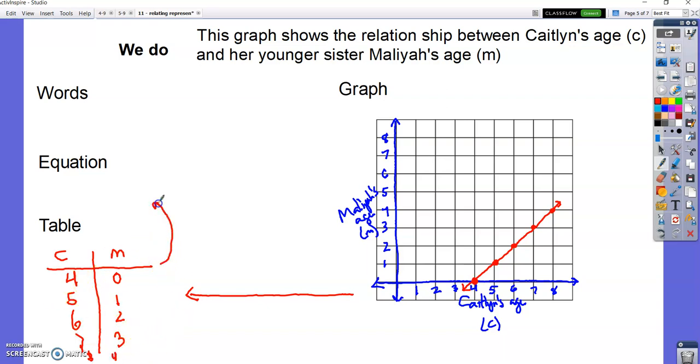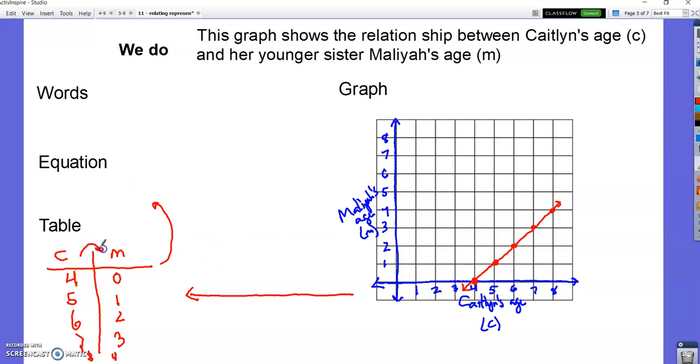So now I go up to my equation. I say, okay, how do I relate these two ages with an equation? As I look here, how do I go from here to here, or from here to here, one to the other? It looks to me like I always either subtract 4 from Caitlin's age: 4 minus 4 is 0, 5 minus 4 is 1, 6 minus 4 is 2. Or vice versa, I could take Malia's age and add 4. Doesn't really matter which way you do it. Malia plus 4 is Caitlin.